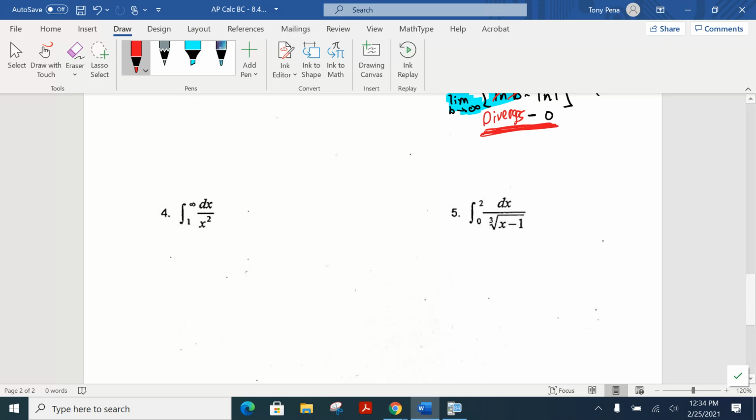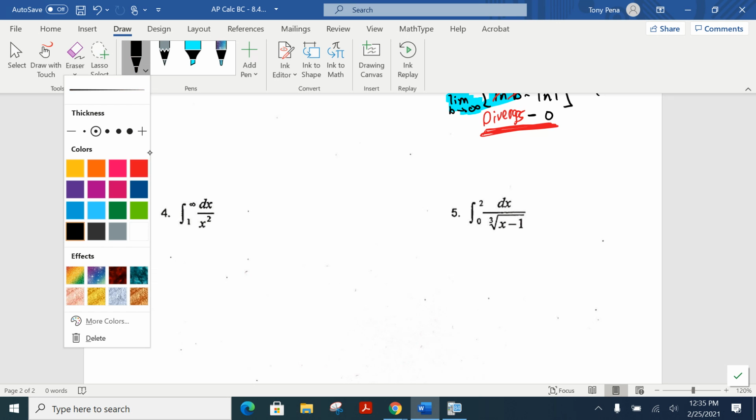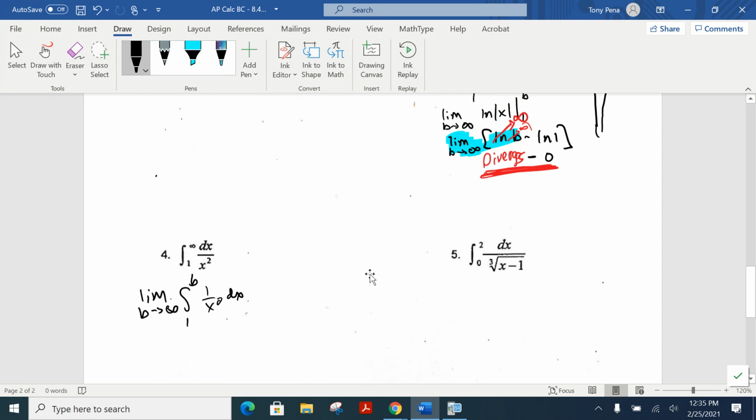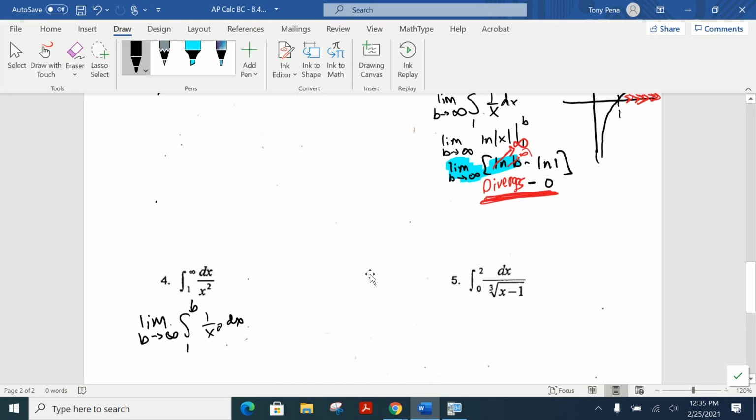Same process: set up your integral first, get into the good habit of doing 1 to b, whatever our problem is, replace it with a variable. And then we ultimately want the limit as b approaches whatever our problem is. In this case, we want b to approach infinity. We just did this antiderivative, although I guess I rewrote it. We did it on the previous problem. So let's go through this.